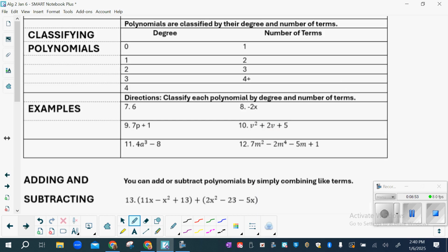Okay, so we're going to classify polynomials next. We classify them according to the degree and the number of terms. So here's an example. Degree of 0 would be, say, the number 8. If I put a variable next to 8, what would the exponent on the variable be in order to keep it equal to 8?